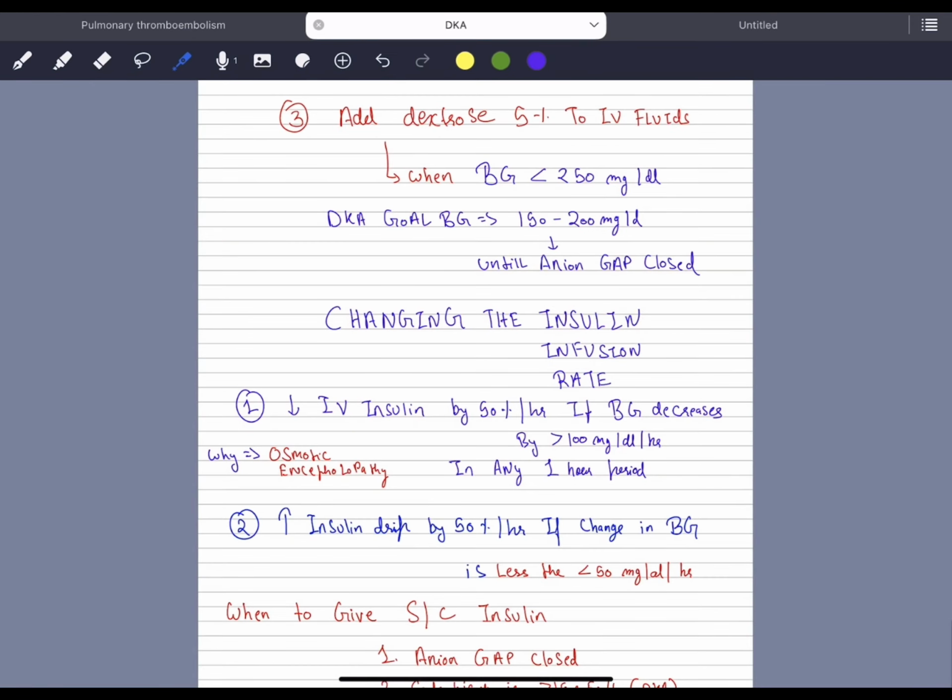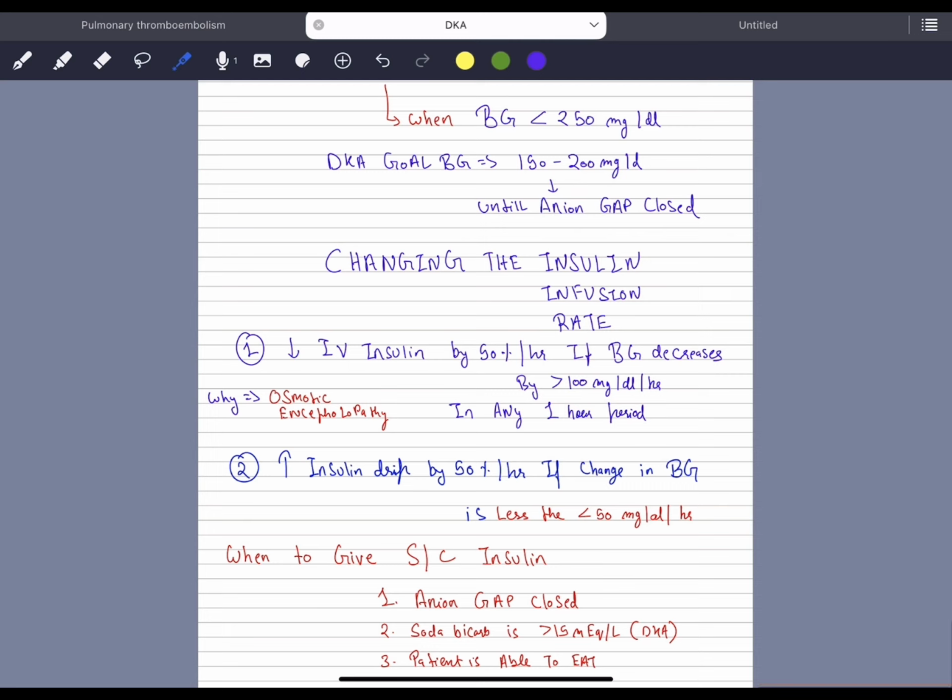Next step is adding dextrose 5% to IV fluids. When BG is less than 250 mg per deciliter, the DKA goal of blood glucose is 150 to 200 mg per deciliter. We have to maintain this by giving dextrose 5% until the anion gap is closed.